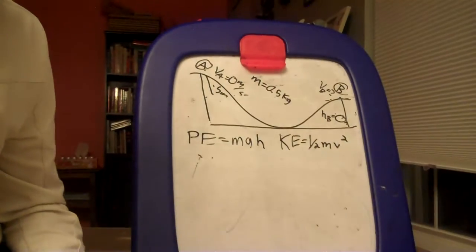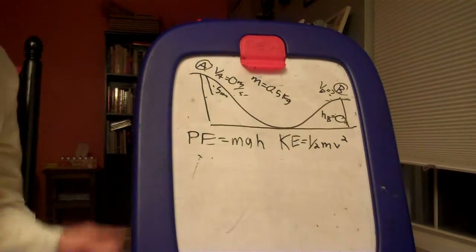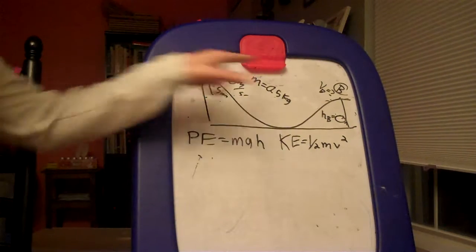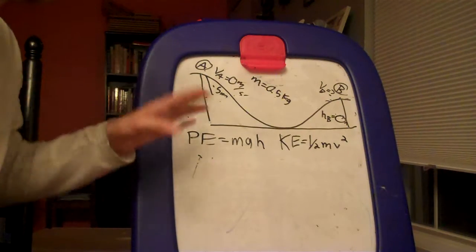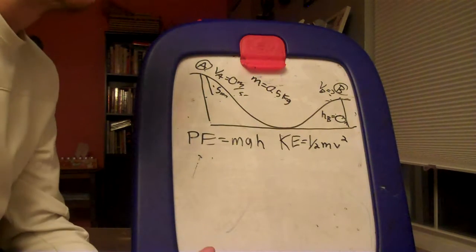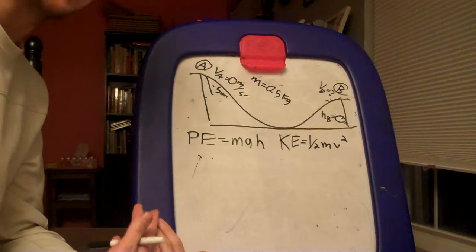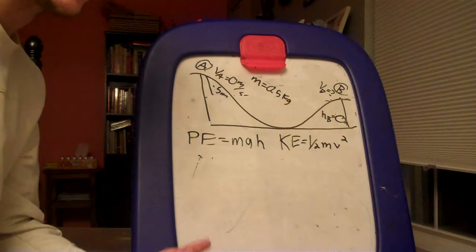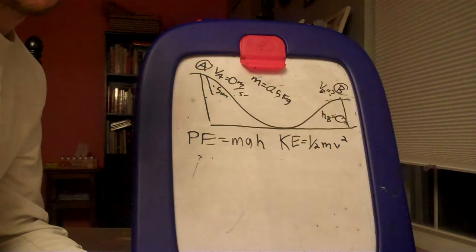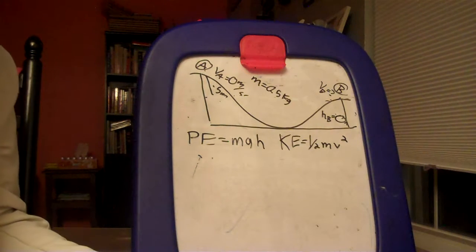Alright, so let's go ahead and get started with the problem. I'm going to begin by labeling A and B. I'm going to call A the top of the first hill and B the top of the second hill. I'm doing that because the problem gave me information about the top of the first hill and asked me about information for the top of the second hill. That's how I knew that's what to make A and B.